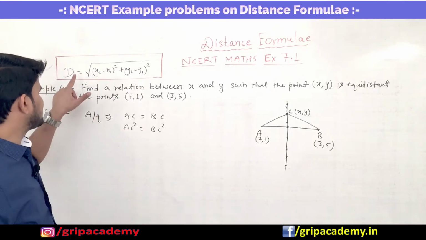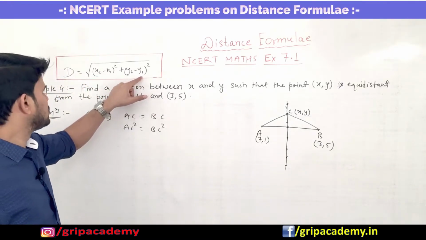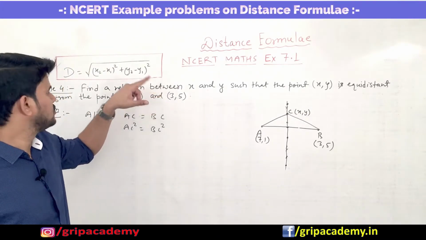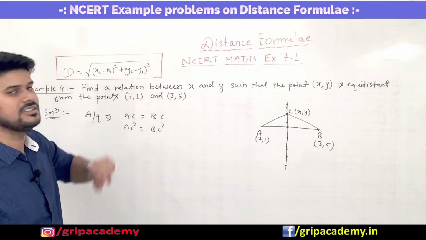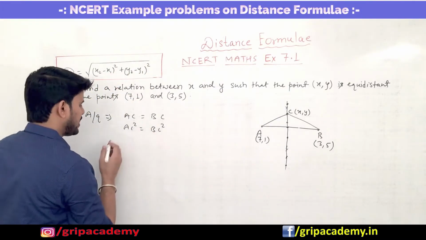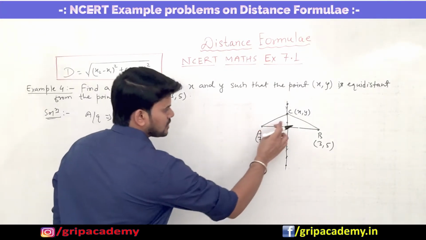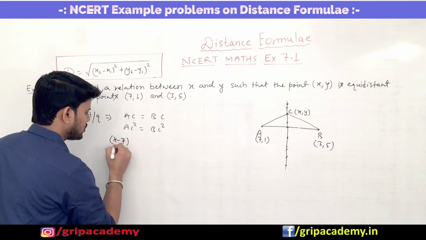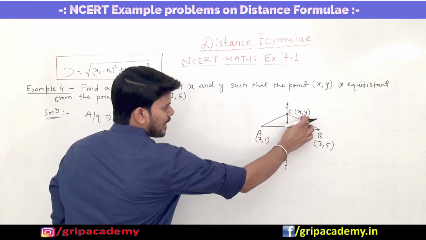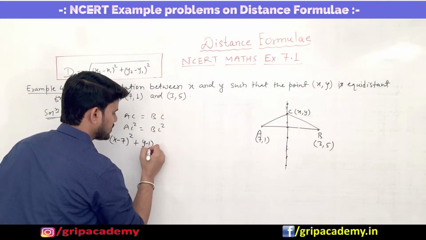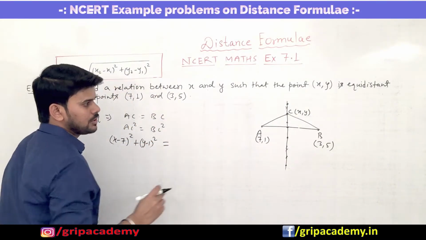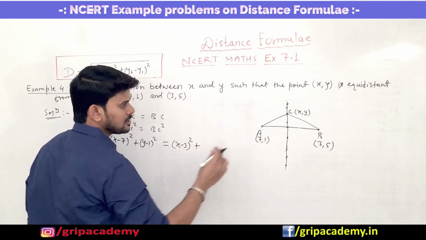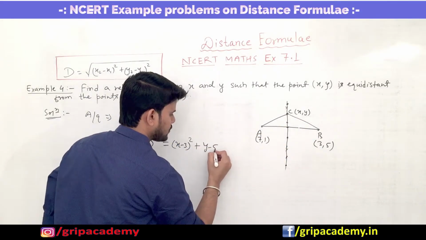See here, distance is under root of this. So if I find distance square, then this root will be removed. So it will become x2 minus x1 whole square plus y2 minus y1 whole square. So AC square will be x minus 7 whole square plus y minus 1 whole square, equals x minus 3 whole square plus y minus 5 whole square.